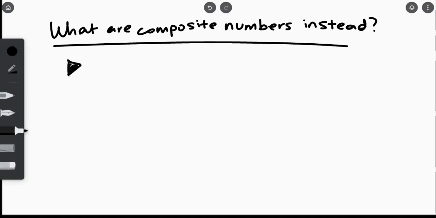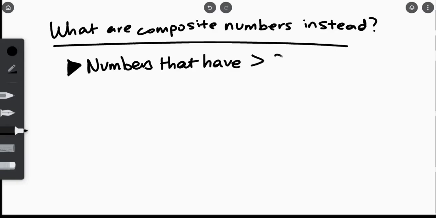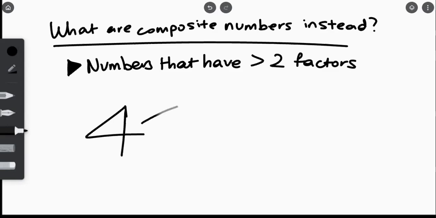Okay, some of y'all with very sharp eyesight already saw this just now, but let me refresh again. Basically, they are numbers that have more than 2 factors. For example, take the number 4. Pretty simple, right? Okay, 4 has 2 factors.